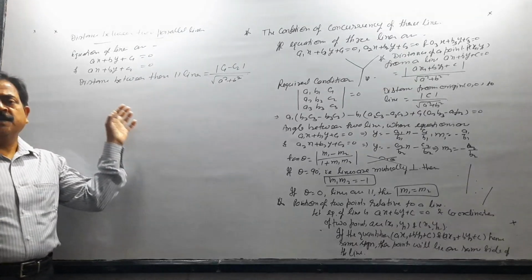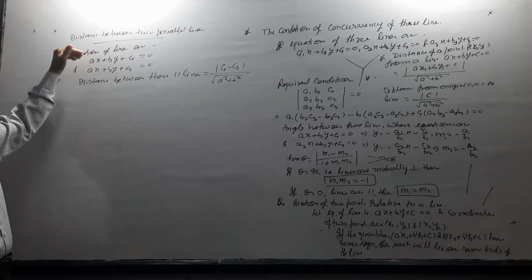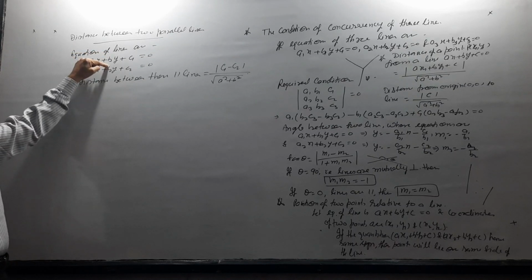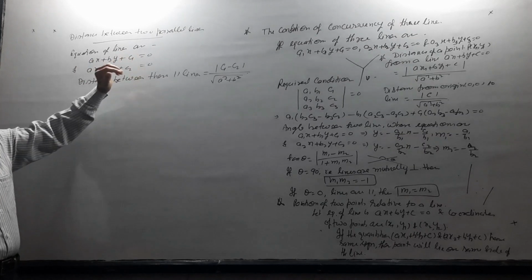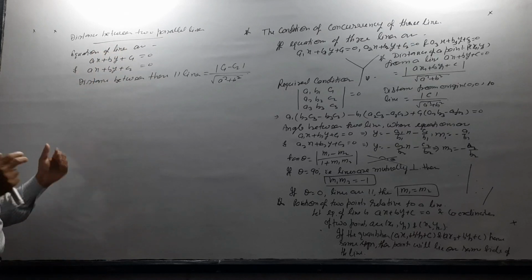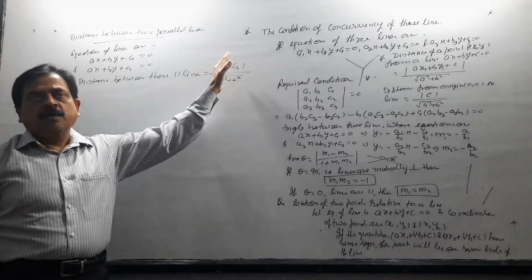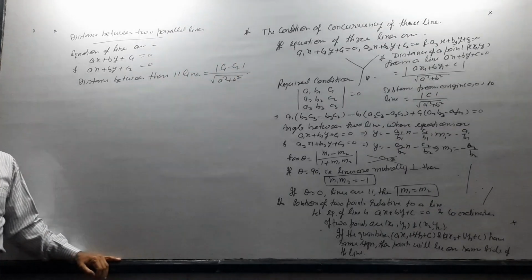In parallel lines, in the same video we have studied that the coefficients of x and y will remain the same. So ax plus by and ax plus by will remain the same and the constant term will change. So the constant term in the first line is c1 and in the second line is c2. So the distance between two parallel lines is given by this formula, mod of c1 minus c2 upon root a square plus b square.